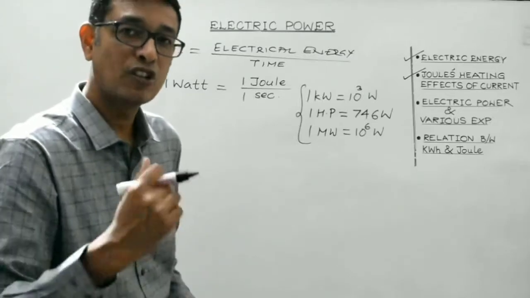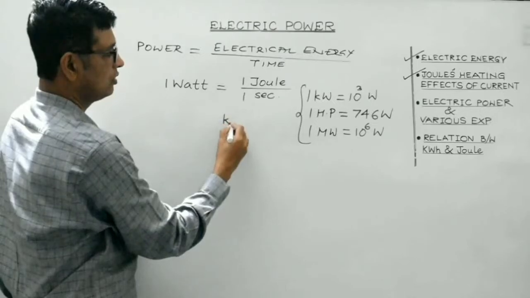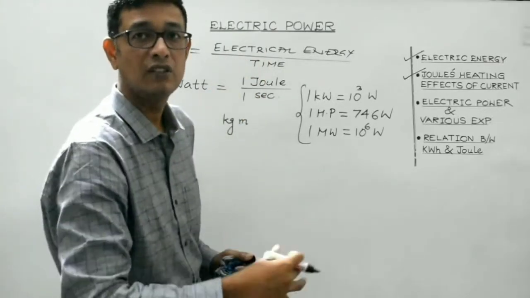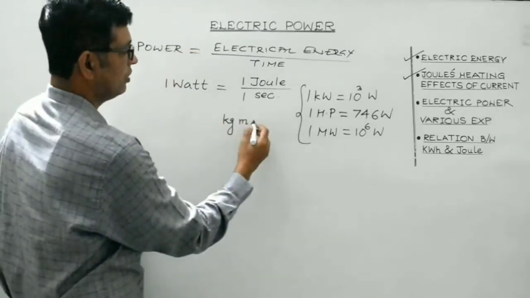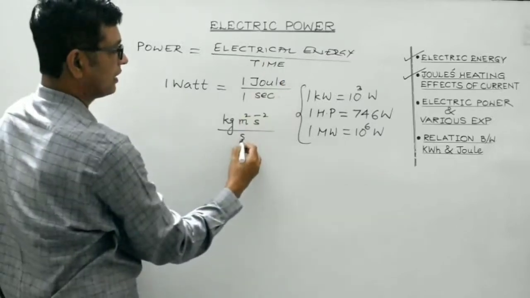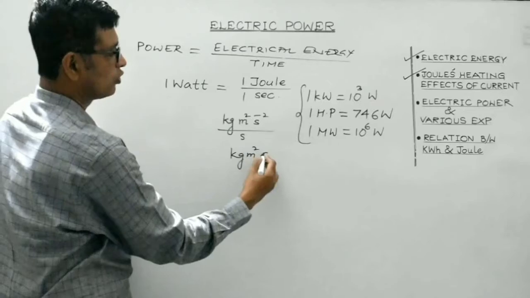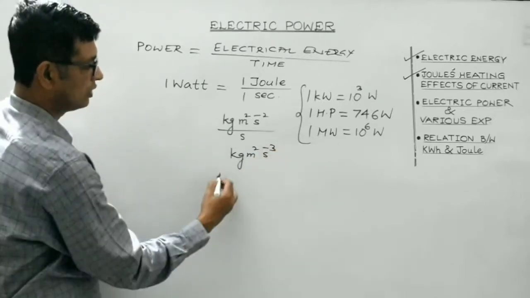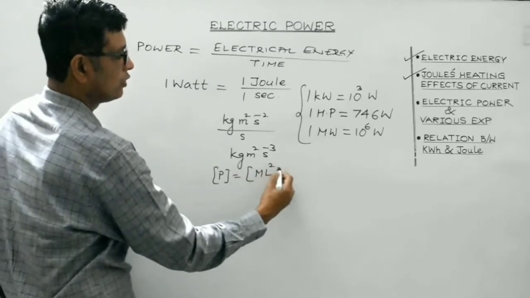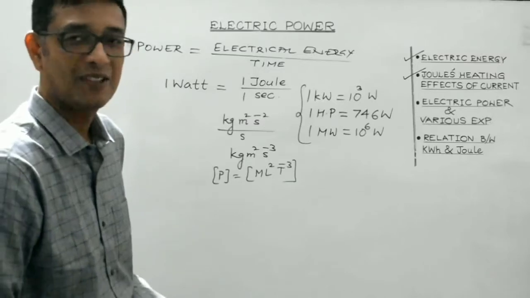Now regarding the dimensional formula, it's again very simple. Electrical energy has the dimensions of force into distance, isn't it? So kg meter square per second square. And time is second. So the power in terms of the basic or fundamental units would be like this. So the dimensional formula for power would be ML2T minus 3. This is the dimensional formula for electric power.